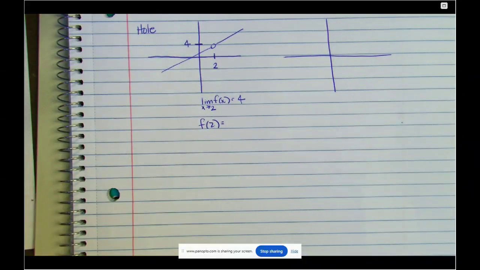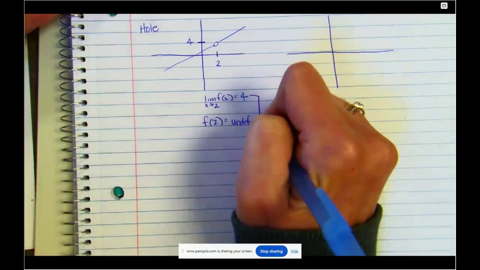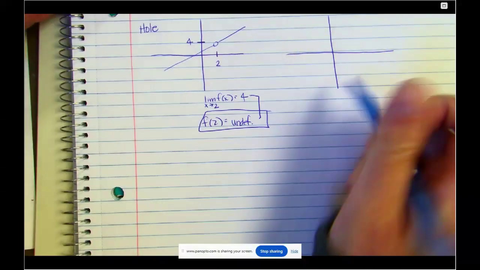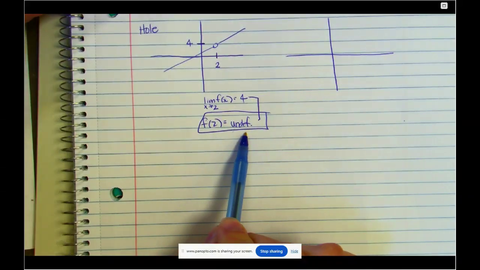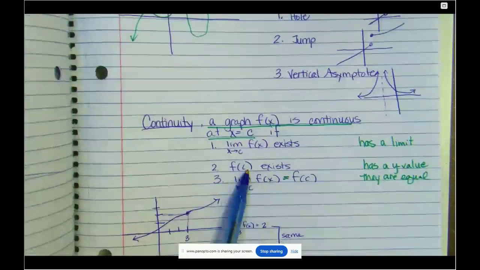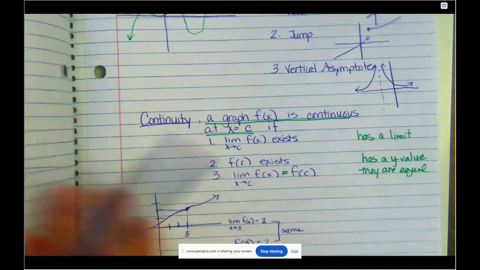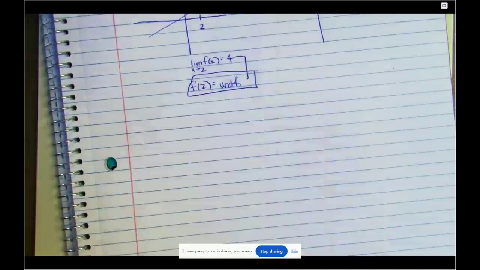Doesn't exist. That's undefined. We say undefined when we're talking about functions. Because this does not exist, it violates number 2 of that definition of continuity that I gave you. F of c does not exist. Therefore, this is not continuous, because there's no y value there.